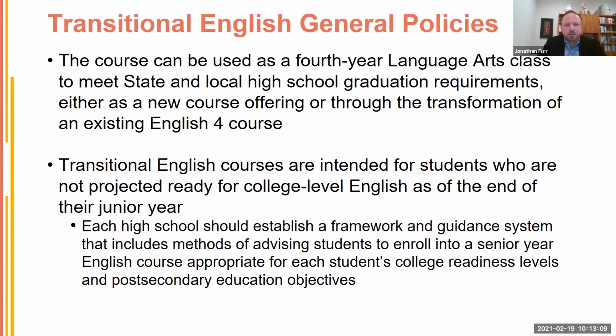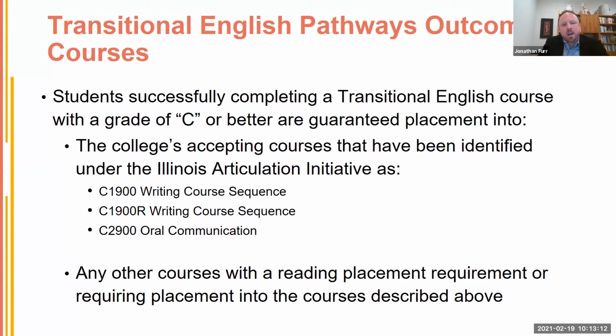If students are able to complete a transitional English course with a grade of C or better, they're guaranteed placement under the state level policies into the college's accepting courses that are tied to the Illinois Articulation Initiative communications related courses. Those are listed there, typically referred to as English 101 or English 102 or speech, and that provides a guaranteed placement into those courses. It also applies to any other course that has a reading placement requirement or requires placement into those courses described above. Many colleges say, for example, that to take a psychology course you have to also place into English 101. So transitional English would allow for placement into those courses in addition to those core communications courses as well.